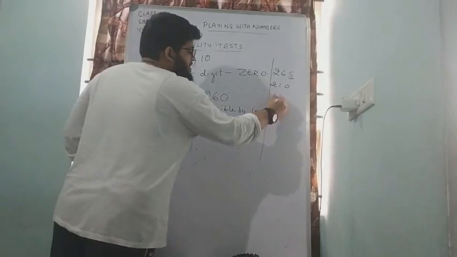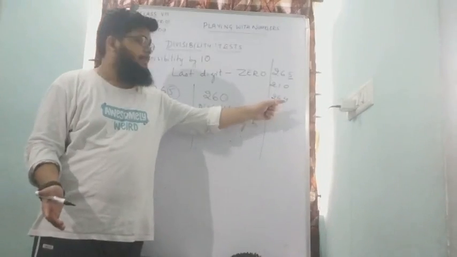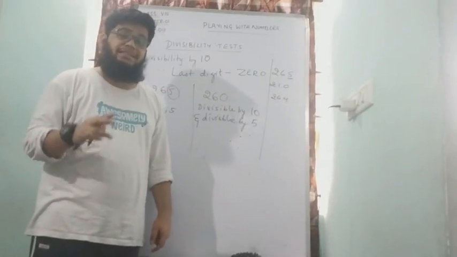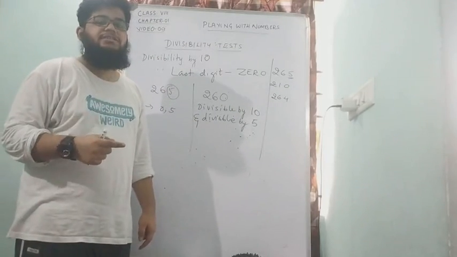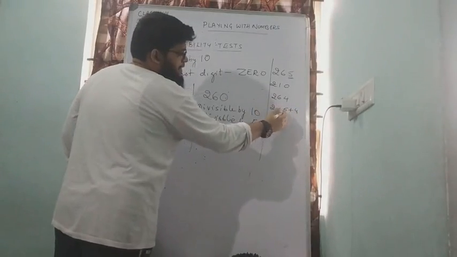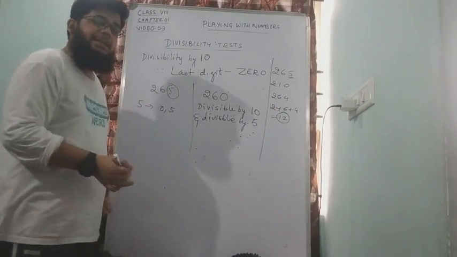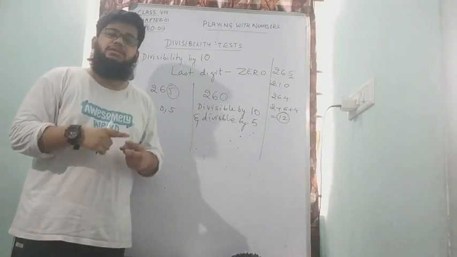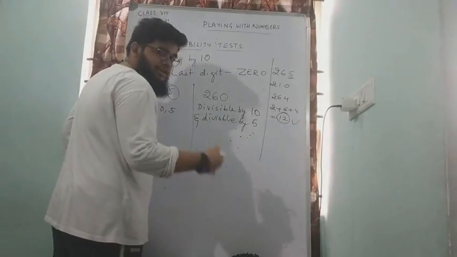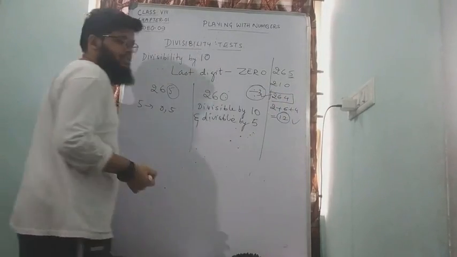Next, 264. Is this divisible by 5 and 10? Definitely not, because the last digit is neither 5 nor 0. So let us see if it is divisible by 3 or 9. So how do we check the divisibility test for 3? 2 plus 6 plus 4. 4 plus 6, 10. And 10 plus 2, 12. Do we get 12 in the table of 3? 3 ones are 3, 3 twos are 6, 3 threes are 9, 3 fours are 12. So I get 12 in the table of 3, or it is a multiple of 3. That's why 264 is divisible by 3.